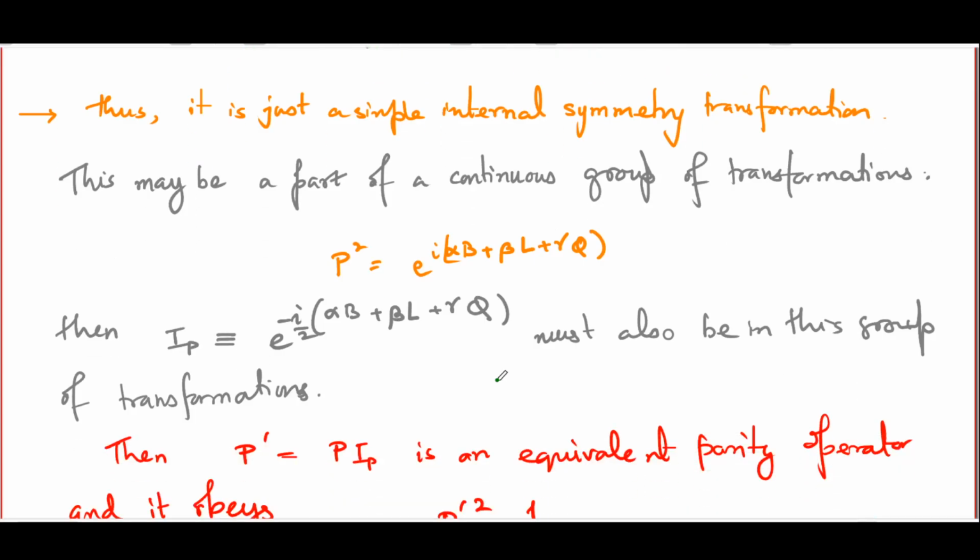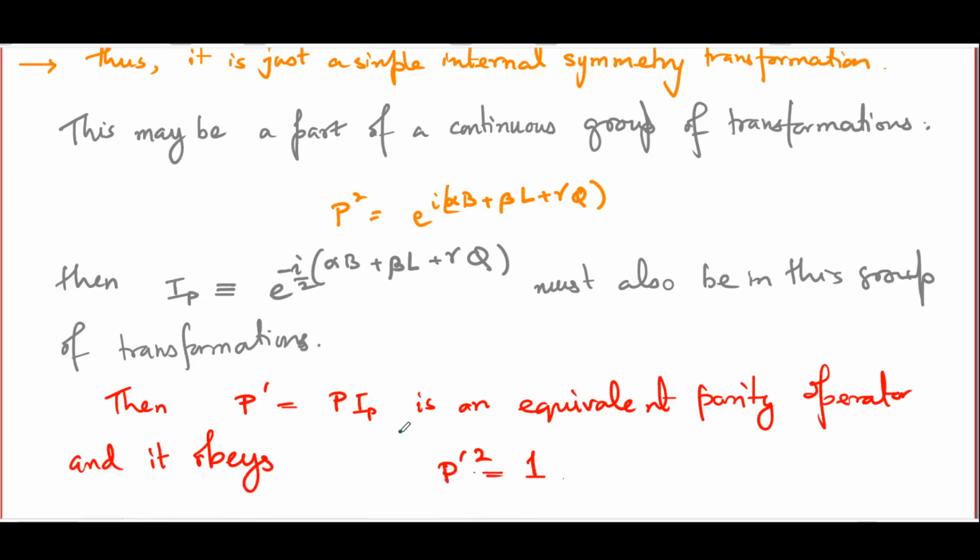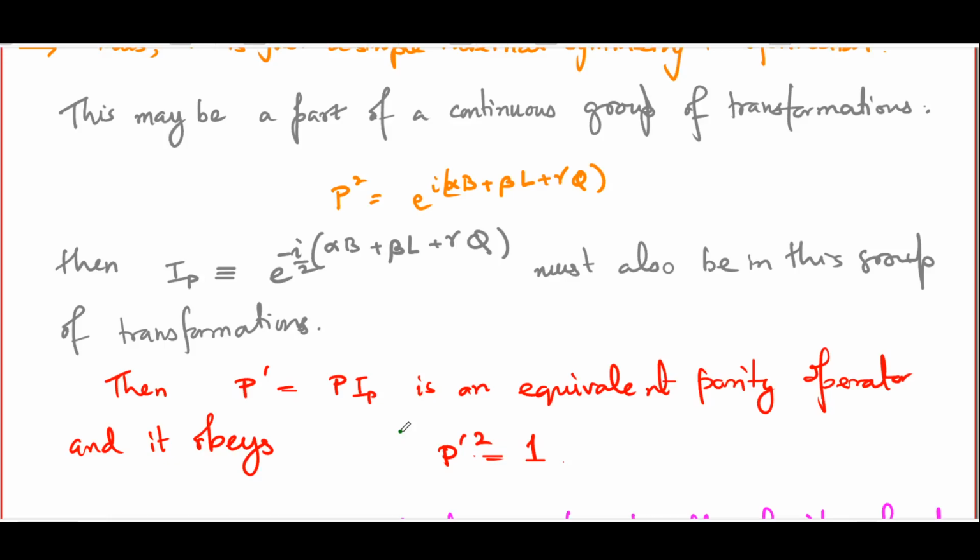If I define my P prime by P times IP, that is, we change our parity operator to this one, this will be an equivalent parity operator to whatever we had. And this one obviously obeys P prime square equals identity. After all, IP was designed in such a way that it commutes with capital P and its square cancels out P square.